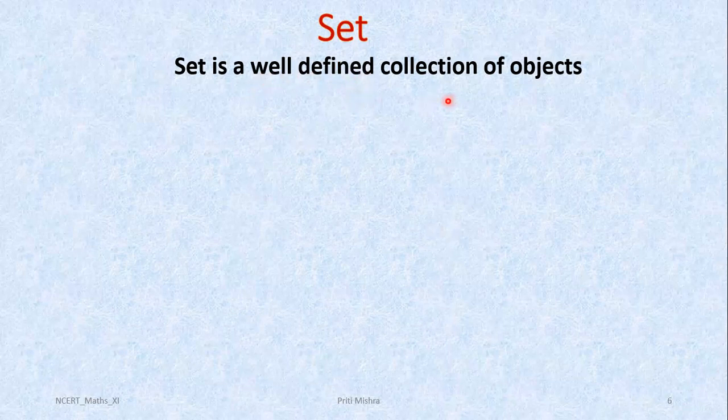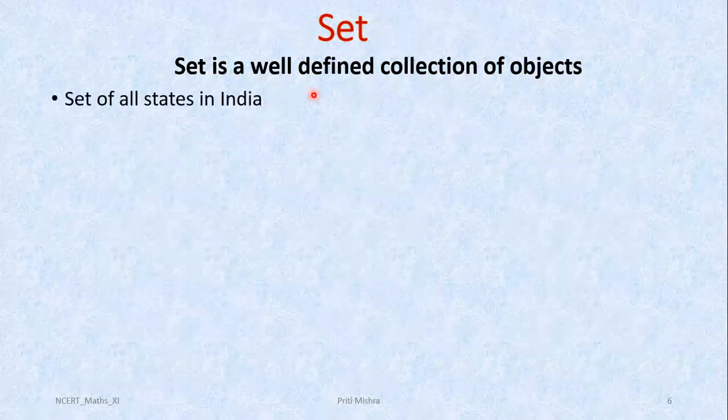Means the collection of objects should always possess some identical property or some common property on the basis of which we can say that this collection is a set. Got it?